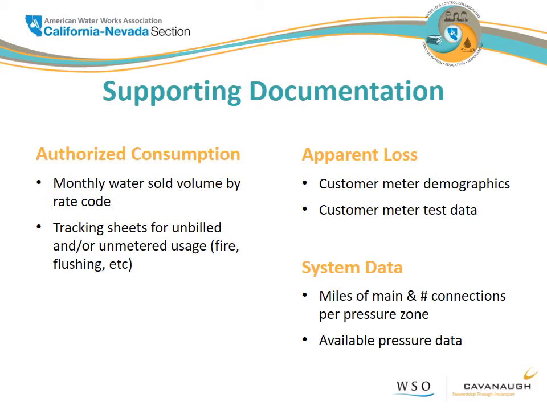Just to quickly mention a couple of the others that may not be quite as self-explanatory. Overall miles of main and number of connections. This is something that is a direct input into the water audit software. We are asking for that on a per zone basis. If you are one of those systems that simply has one hydraulic zone that operates, then that's very straightforward. If you have more than one pressure zone, we would love to see it on a pressure zone basis. But again, the caveat is if that's not information that you can obtain relatively easily, then just do the best you can, and we will work with whatever you're able to provide us.